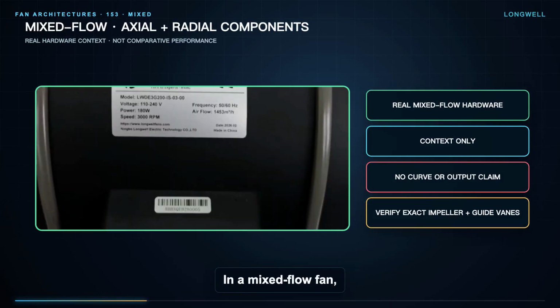In a mixed flow fan, the impeller gives the air both axial and radial velocity components. Guide vanes may recover swirl and return the discharge toward an inline direction. That geometry can bridge useful duties, but it does not guarantee a universal middle pressure or efficiency.